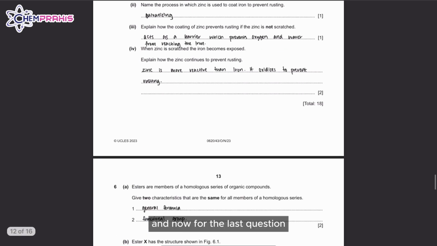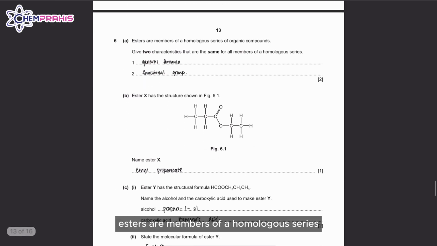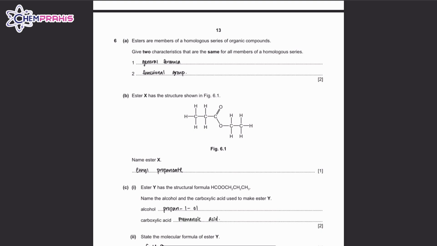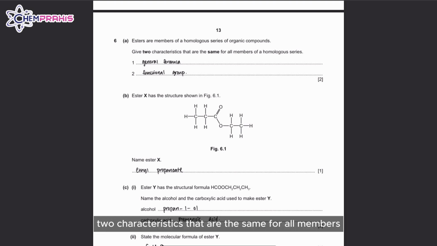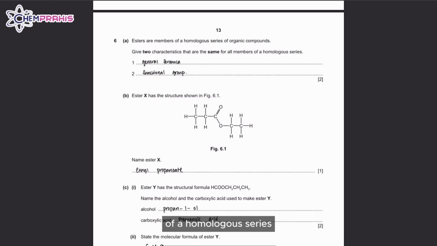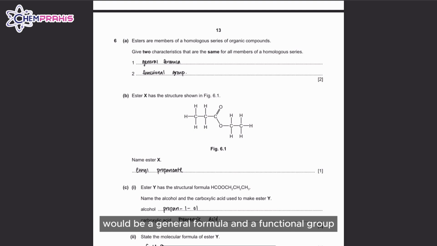And now for the last question. Esters are members of a homologous series of organic compounds. Give 2 characteristics that are the same for all members of a homologous series. 2 characteristics that are the same for all members of a homologous series would be a general formula and a functional group. Ester X has the structure shown in figure 6.1.